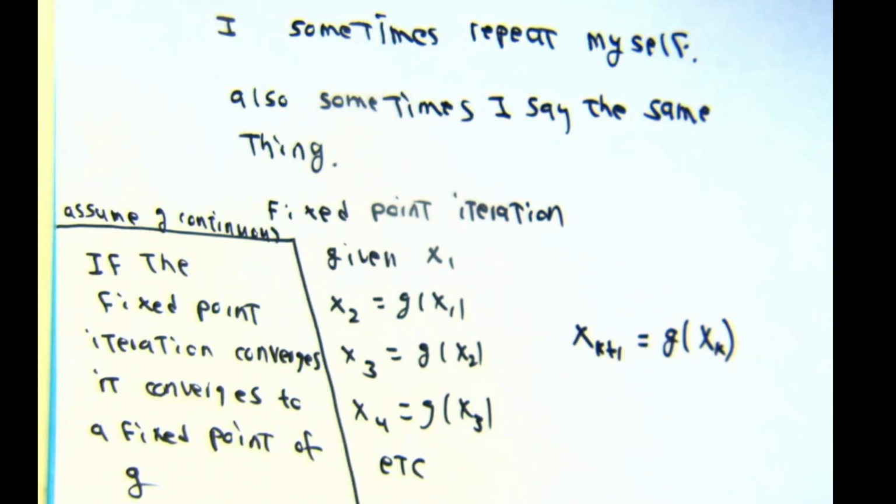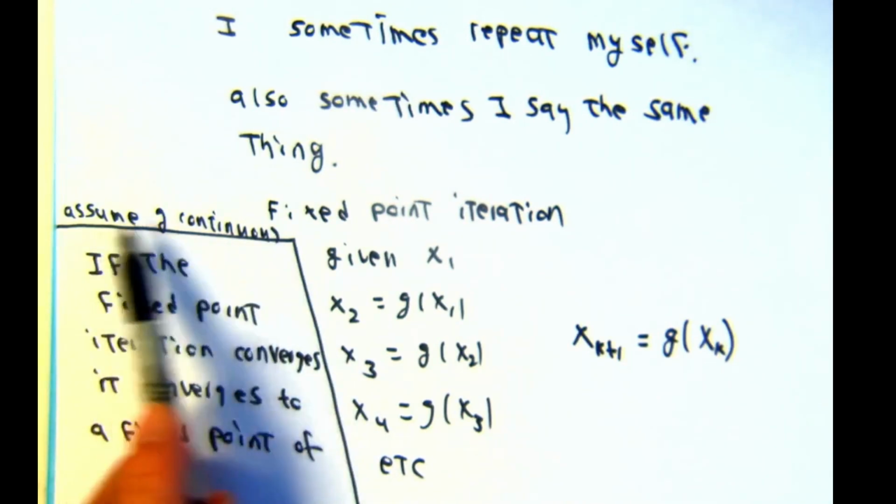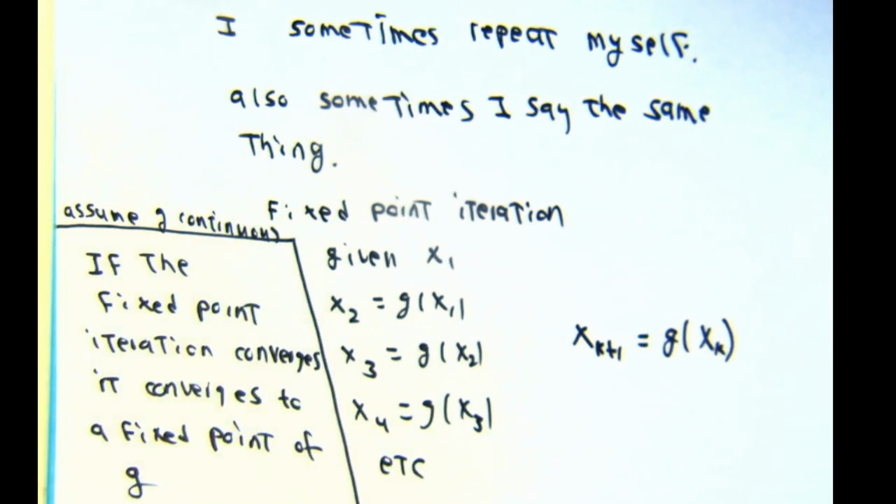We've got a very useful fact that we'll actually demonstrate here in a second. It's this. Presuming that our g function is reasonably nice, it's continuous, doesn't have any breaks in the graph or asymptotes or anything like that, the following statement is true. If the fixed point iteration converges, then the thing that it converges to is a fixed point of this g function.